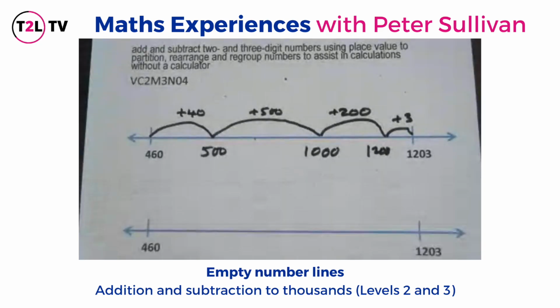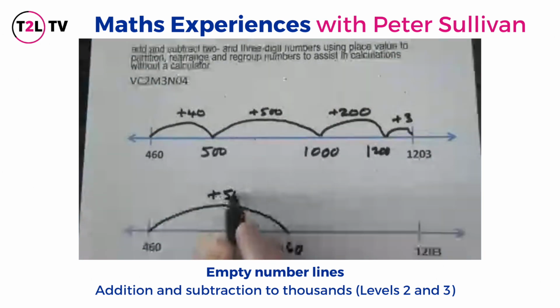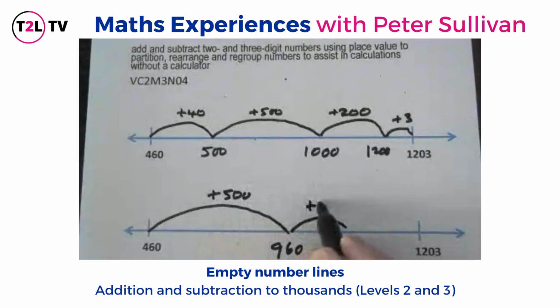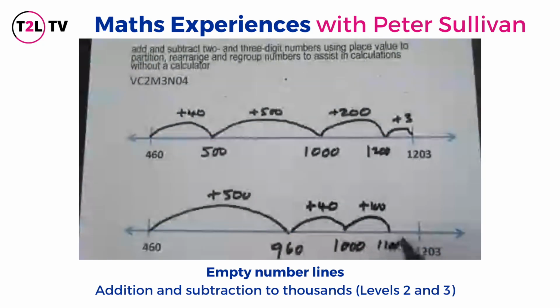So what if we did it a different way? What if we did it from 460 to 960? So we added 500 off the decade. And then we add 40 to get to the 1,000. And then we add 100 to get to 1,100. And then we add 103. And so they're just different ways.